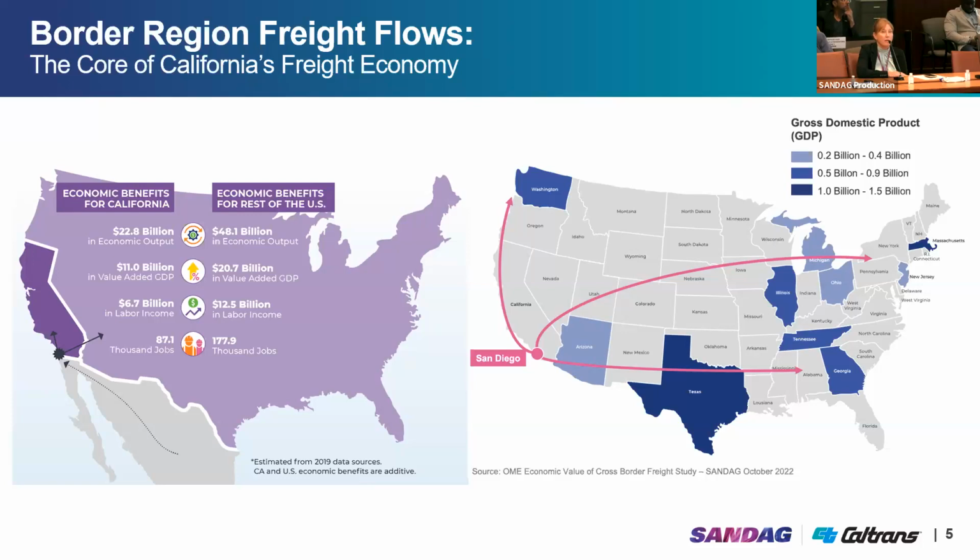Massachusetts is number 1, Texas is number 2. It's worth noting that every single state in the nation benefits somehow from the freight that crosses our borders, and these are only the top 10. And you can see the impacts on gross domestic product there in the legend.